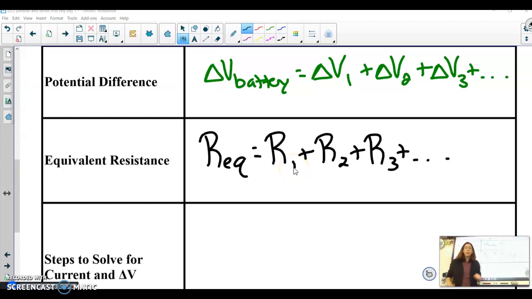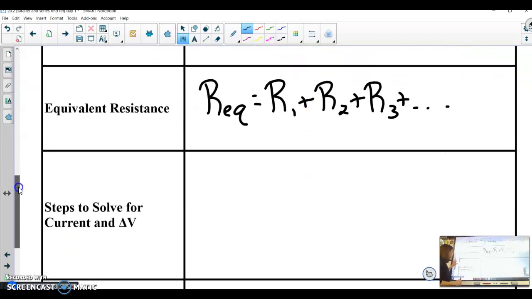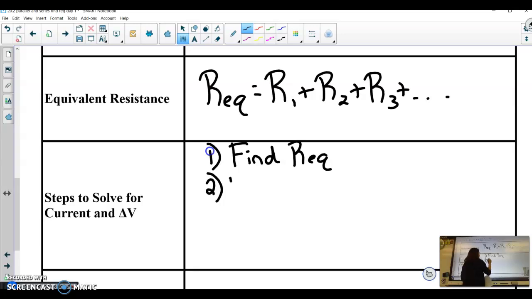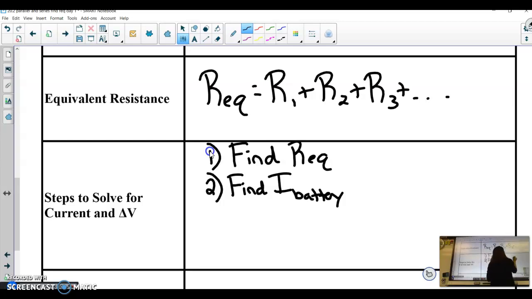Okay, so here are the steps, and we're not going to use this too much this week, but you'll see us using this in the coming days. Step 1 is to find the equivalent resistance. Every time we have a circuit, the first thing we're going to do is find the equivalent resistance. And then the next thing we're always going to do is find the current in the battery. The way we find the current in the battery is we use Ohm's law, and Ohm's law is delta V equals IR.